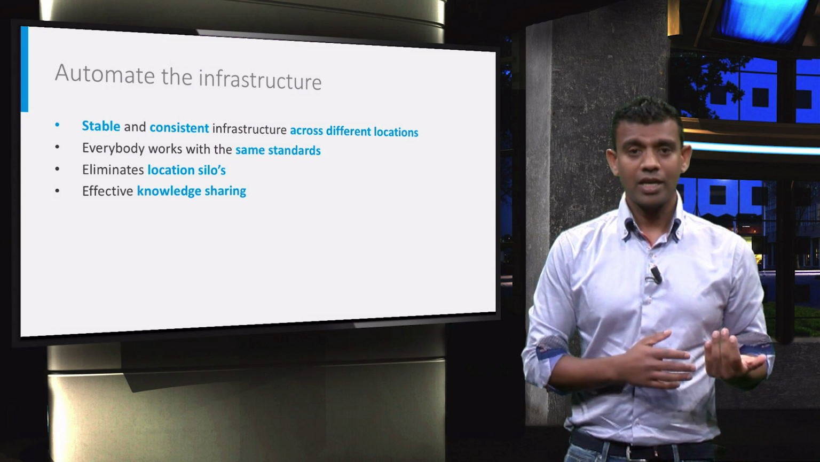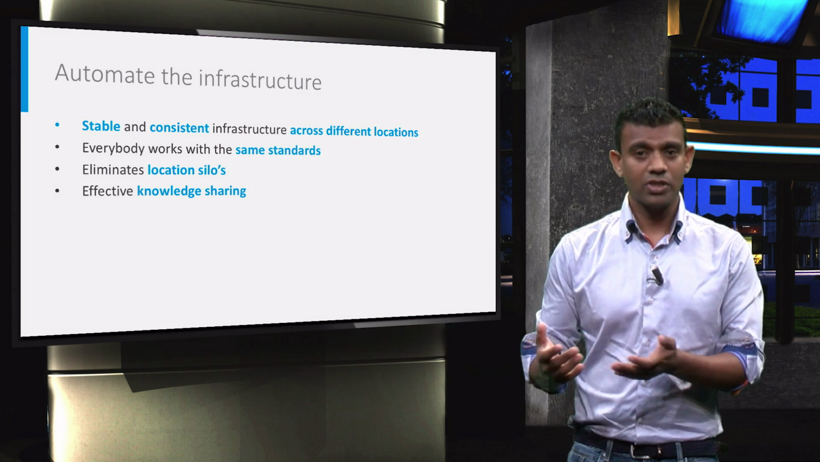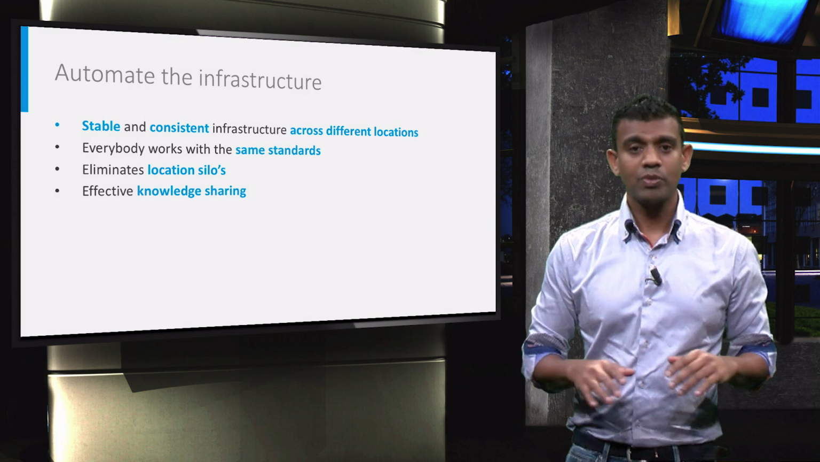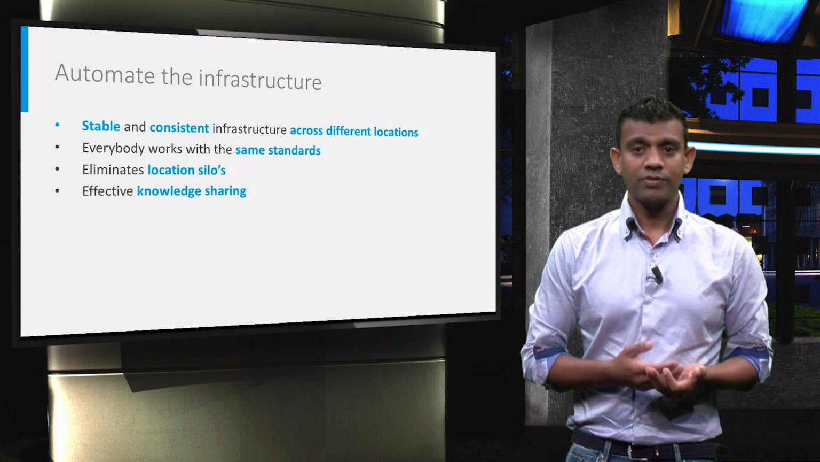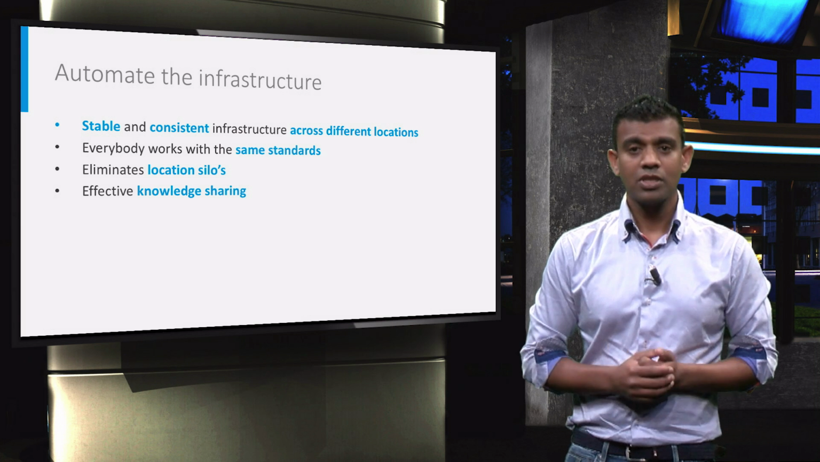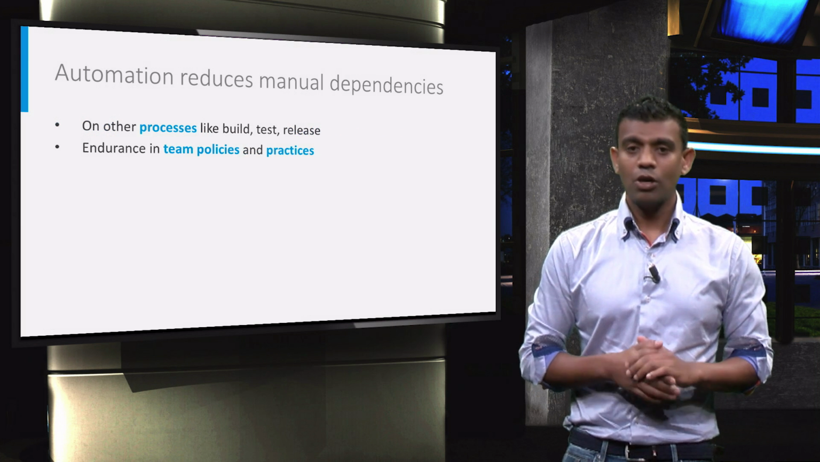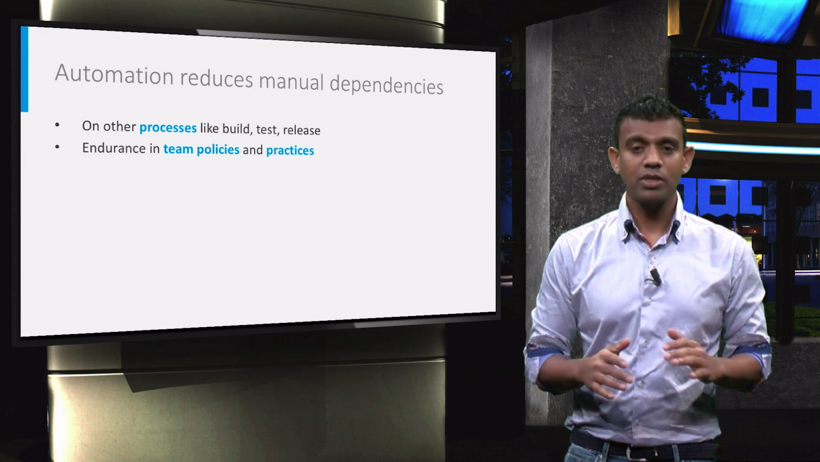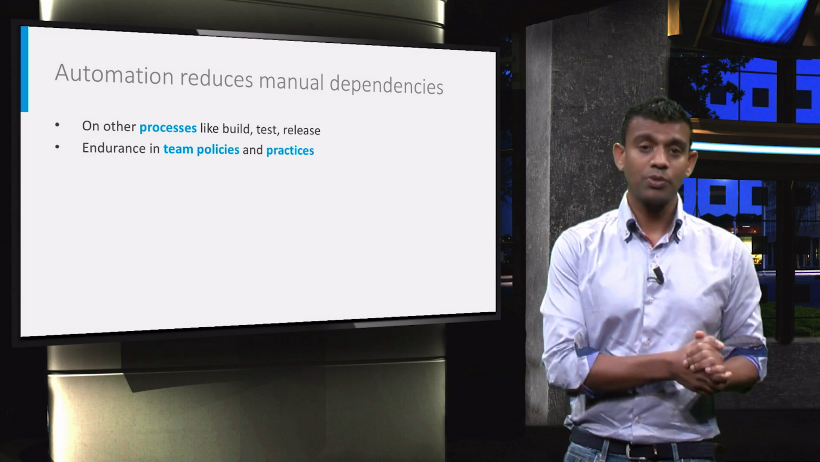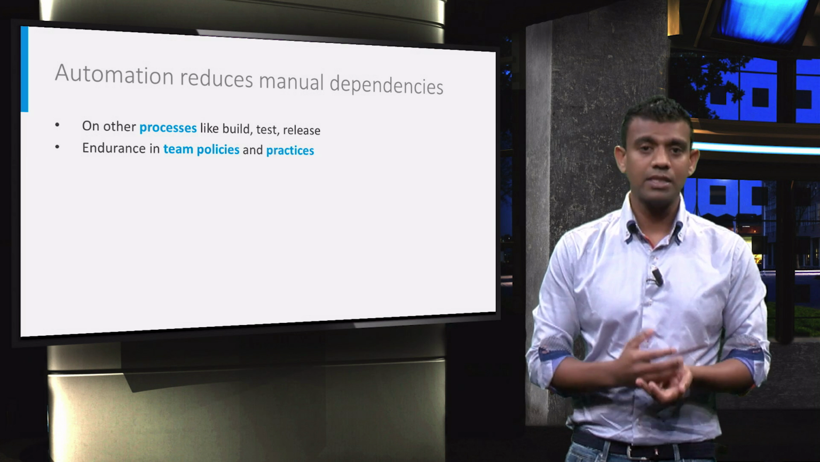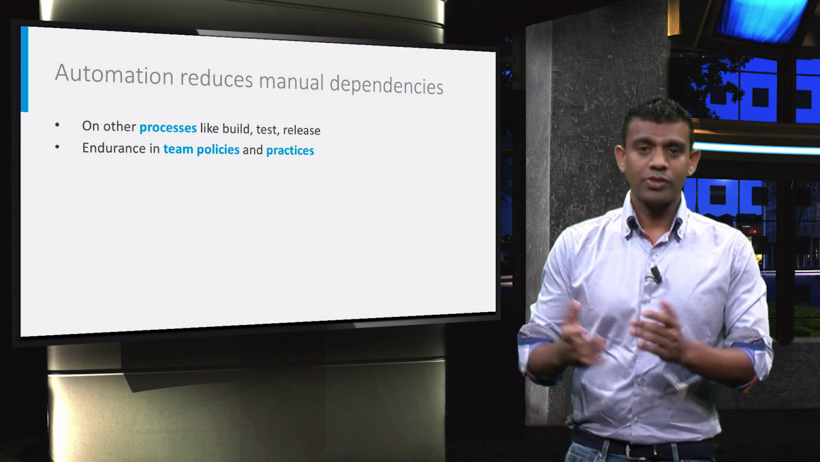Process automation like building software, testing, etc. eliminates the problems with human errors, configuration drifts, communication misinterpretations, thus helping them to focus more on feature development. Automation also helps in reducing manual dependencies on other processes like build, test, release, monitoring, etc.